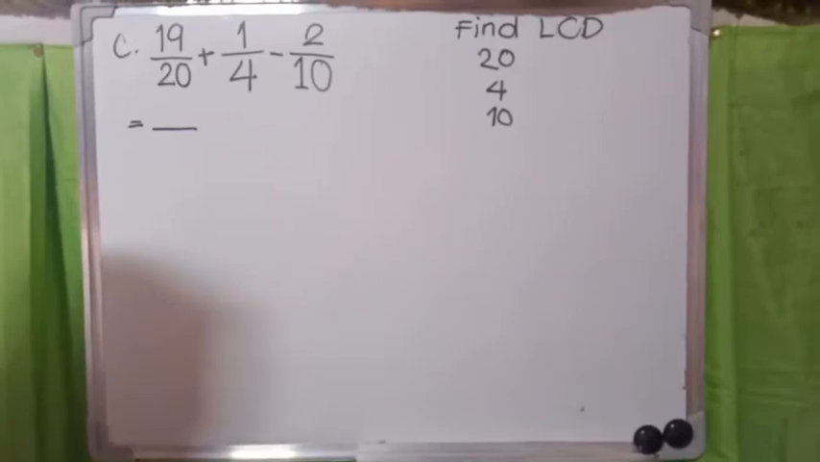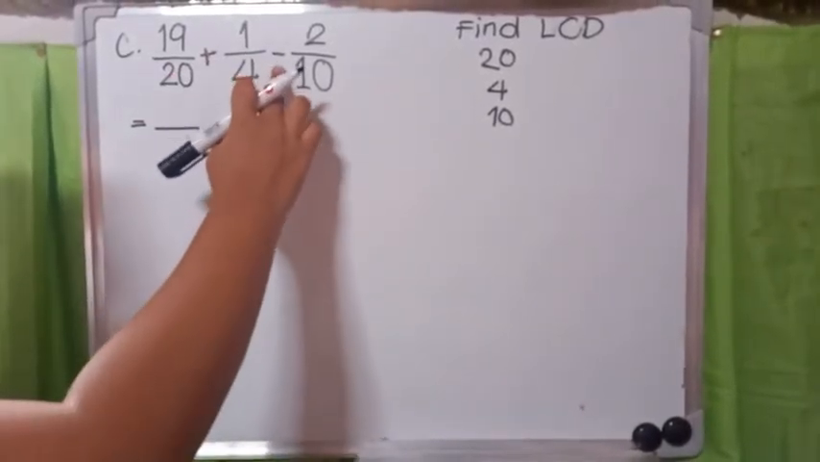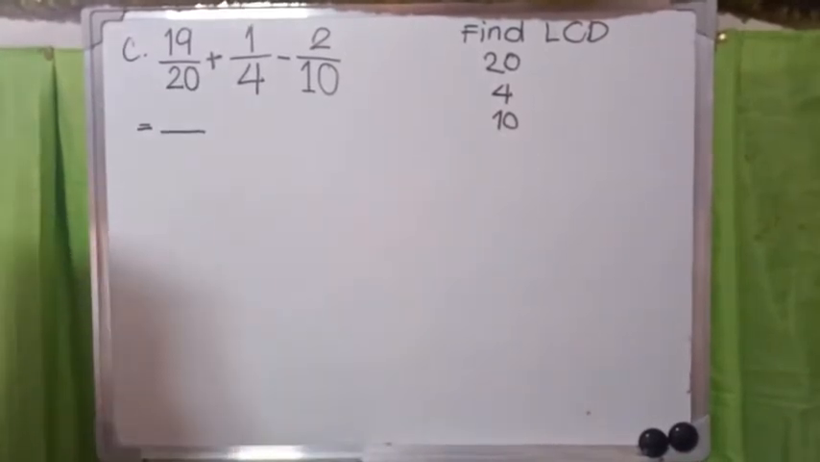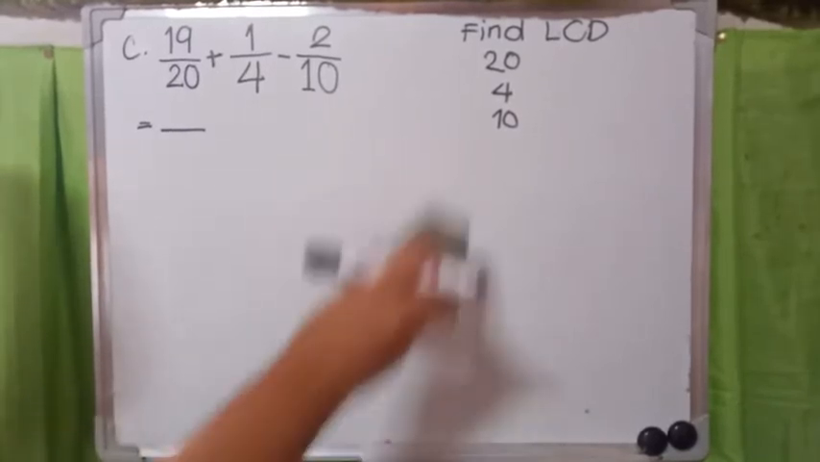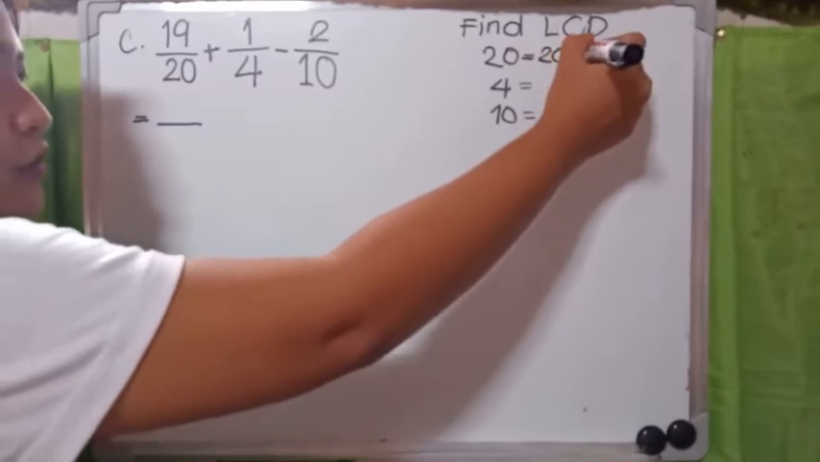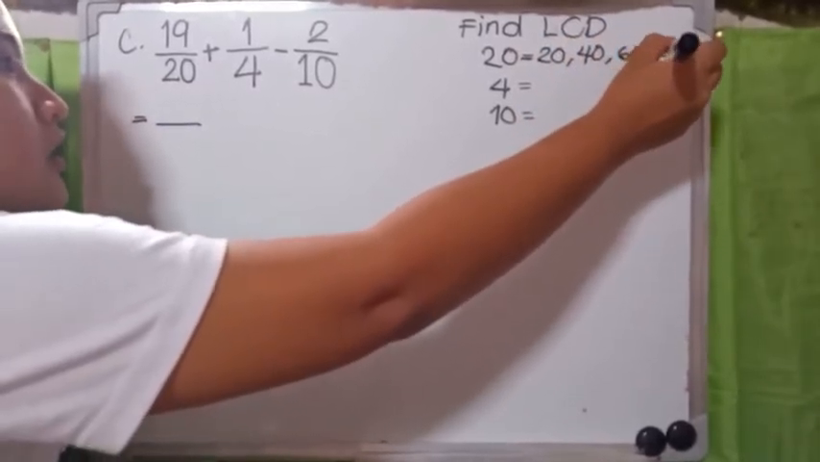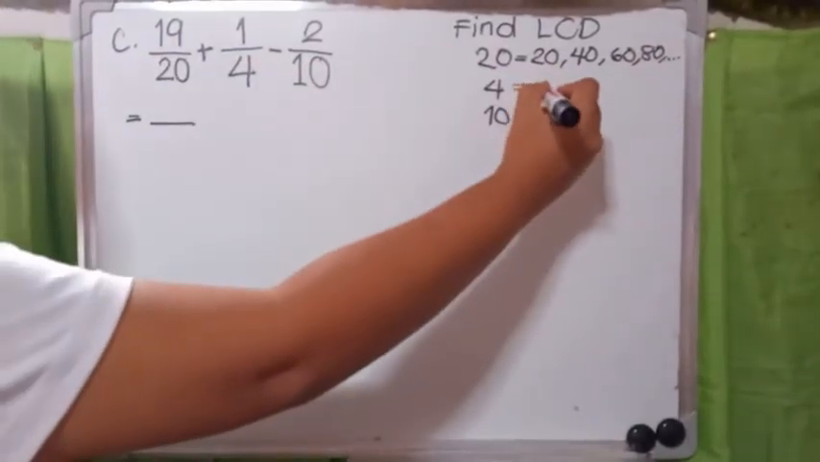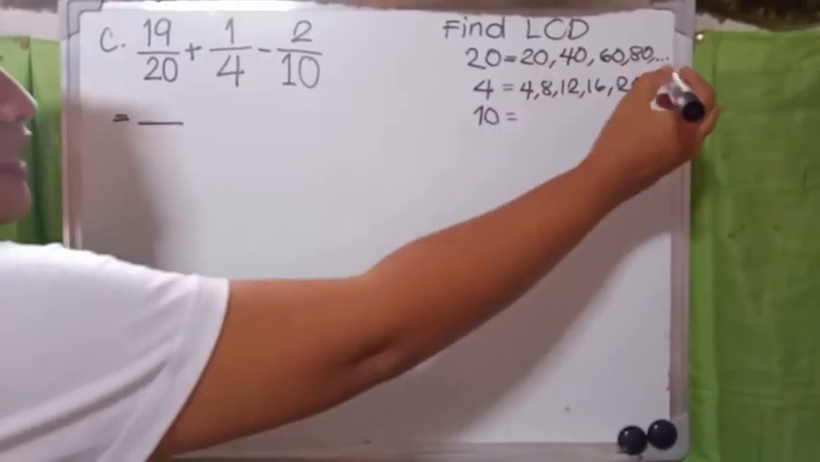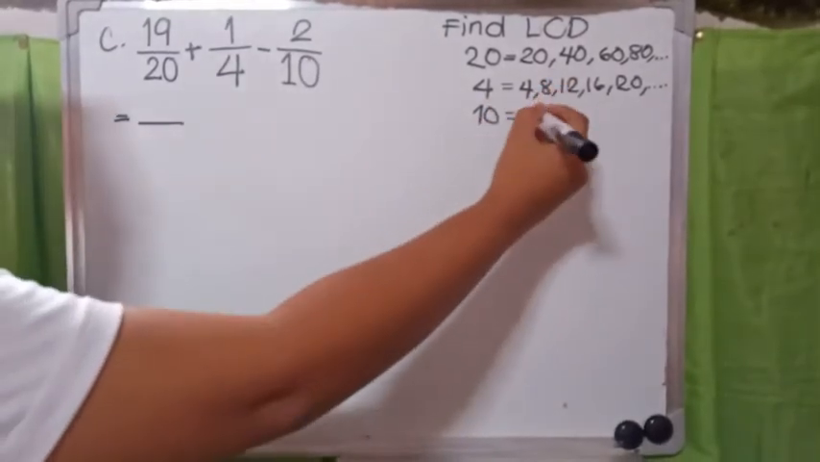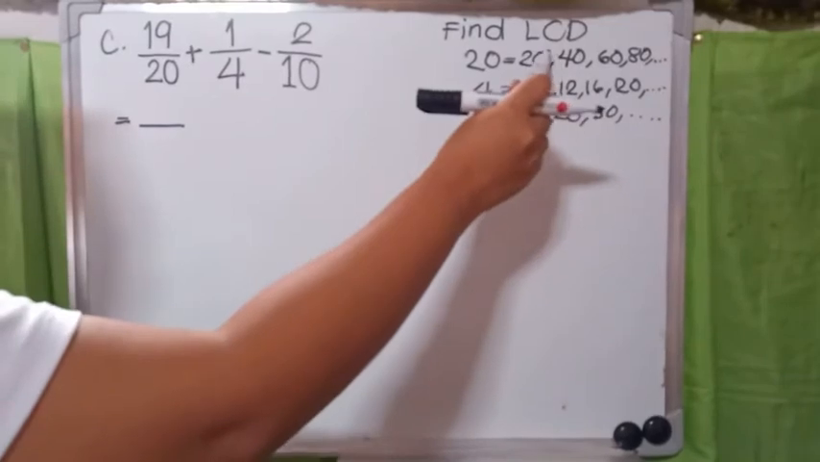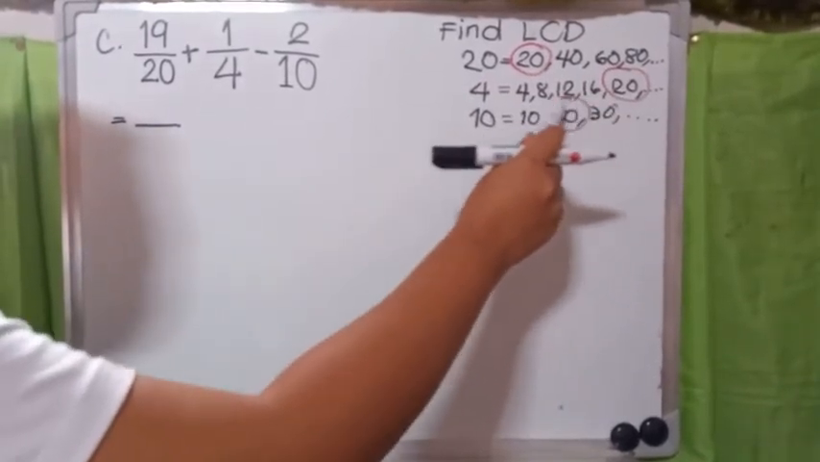Okay, so let's have letter C. We have 19 over 20 plus 1/4 minus 2/10. As you can see, there is no mixed number. All of the fractions are unlike fractions, so we need to find directly the LCD, or least common denominator. 20, 40, 60, 80, and so on. How about 4? 4, 8, 12, 16, 20. As you can see, we have the same, so I'll just stop at 20. How about 10? 10, 20, 30, and so on. As we observe, our least common denominator of the three denominators is 20.